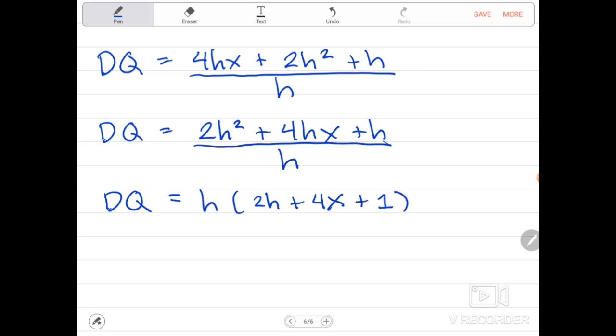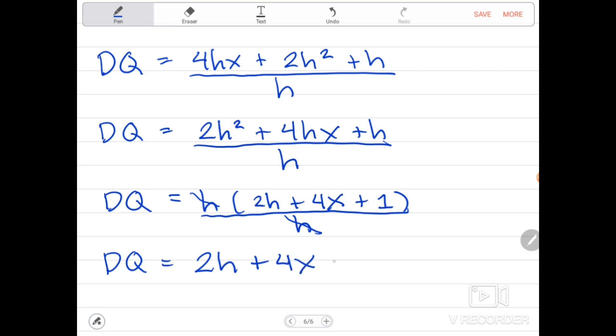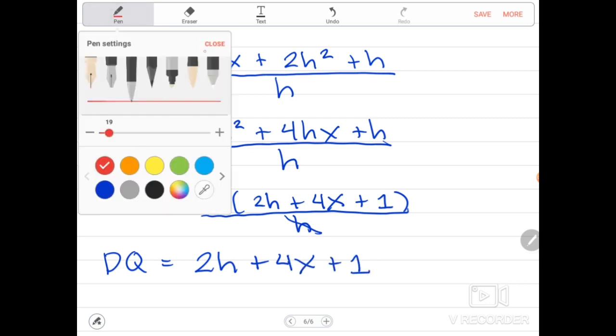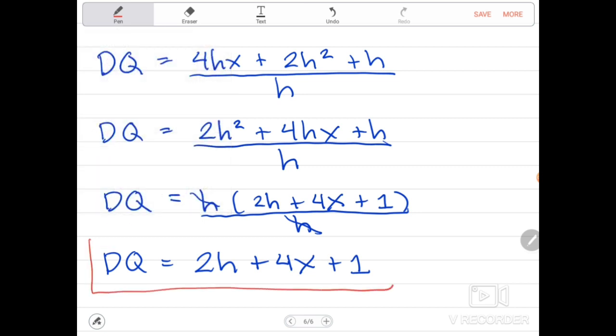So, pinactor out lang natin yung h for the numerator, all over h. Again, because the numerator is factorable by h. So, cancel out h. So, the difference quotient will be equal to 2h plus 4x plus 1. So, this will be our difference quotient.